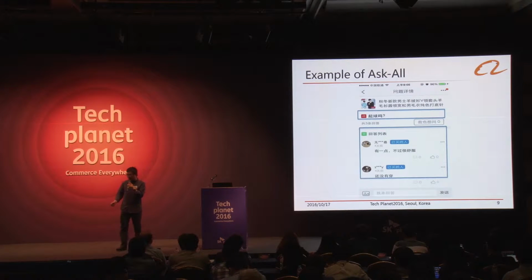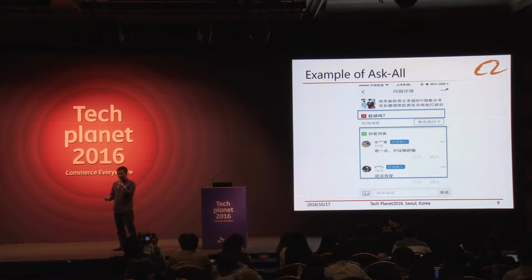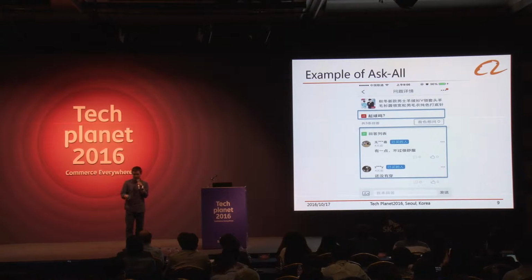So this is an example of the Ask All project. I know most people don't really read Chinese, but the first highlighted box is essentially the question being typed in by a particular user, and then within the second box, you actually see the answers that are being solicited from the subset of users that we have identified for answering.